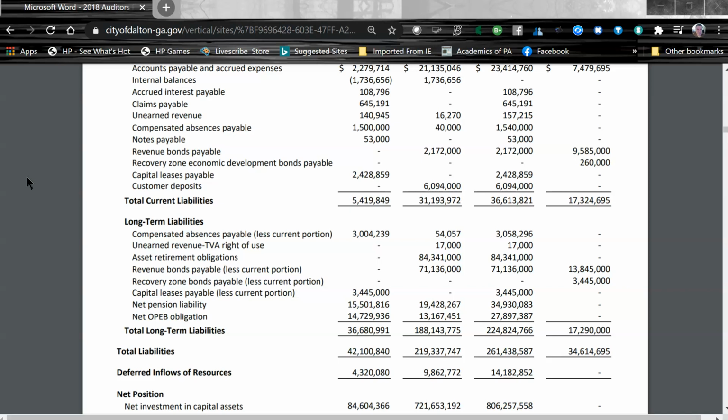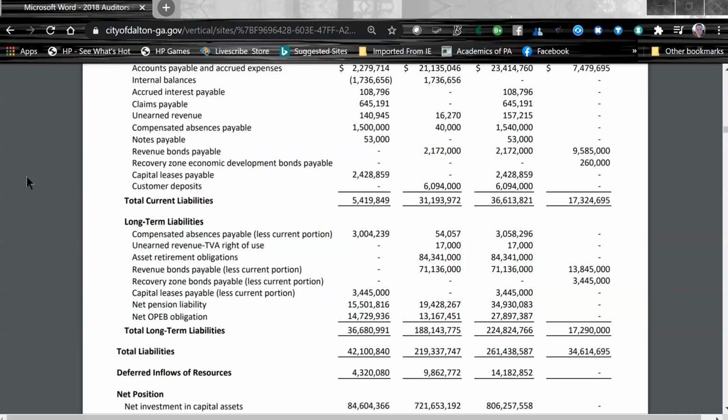Total of all liabilities, you're looking at $42,100,840, and of that amount, $30 million is made up of the net pension obligation and the net OPEB obligation. And again, OPEB stands for other post-employment benefits. So that is a huge number that gets put on the statement of net position at the government-wide level.